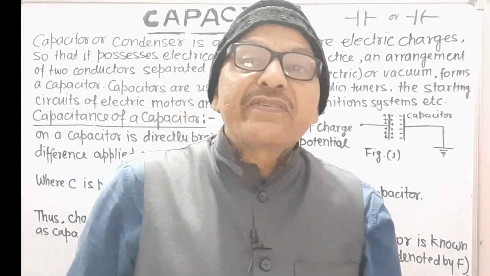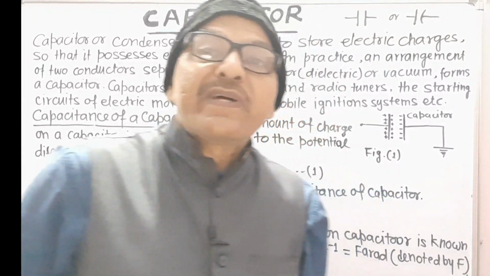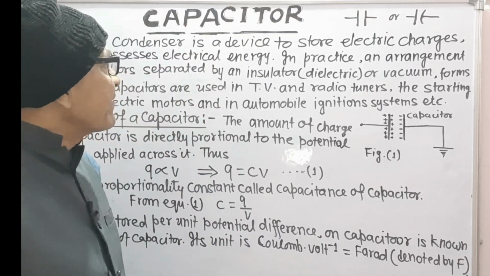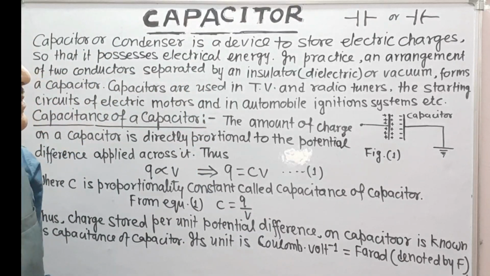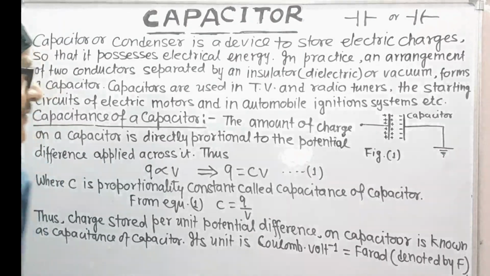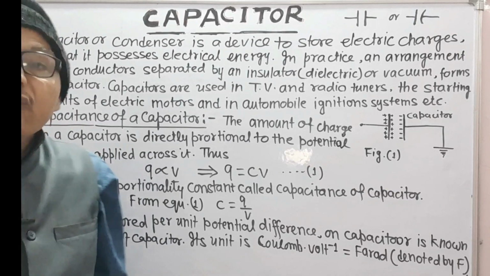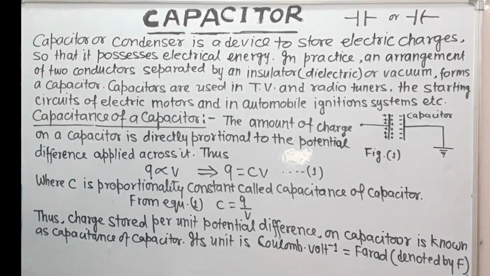Hello dear students, let us start a new chapter in electrostatics, which is capacitor. At first we discuss about the capacitor. A capacitor or condenser is a device to store electric charges, hence electrical energy can be stored on the capacitor.